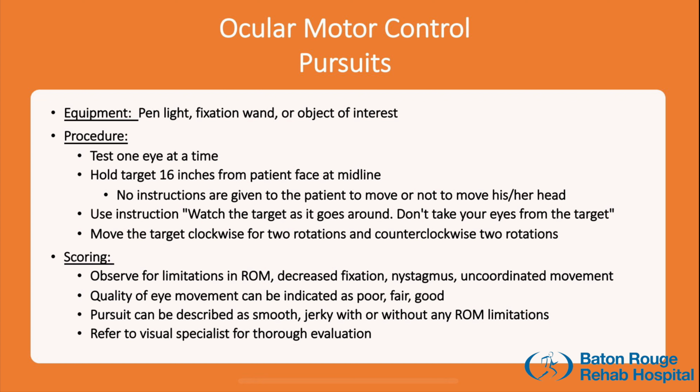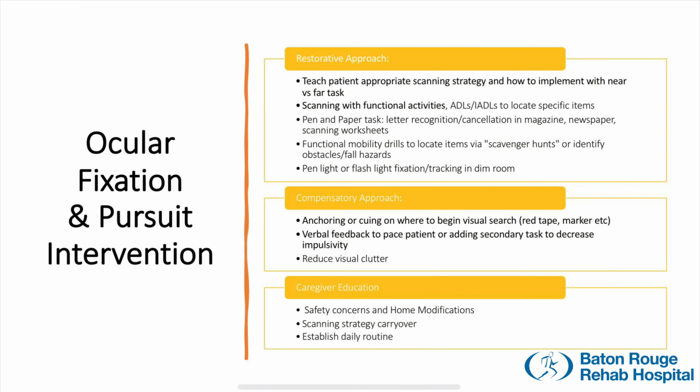You should watch for difficulty keeping their eyes on the moving target, limitations in range of motion in one or both eyes, eye movements that appear jerky or choppy, compensatory head turns to keep eyes on the target versus eyes moving with the target, any nystagmus, and/or excessive or uncoordinated eye movements. You should also listen for complaints of double vision. You will then record the quality of the pursuit as poor, fair, or good, and then can further classify the pursuit as smooth or jerky.